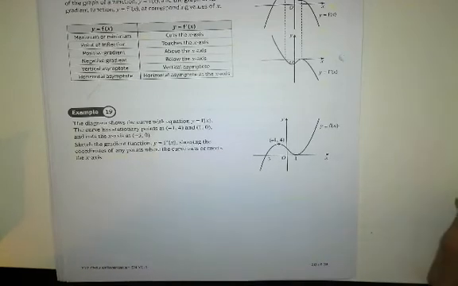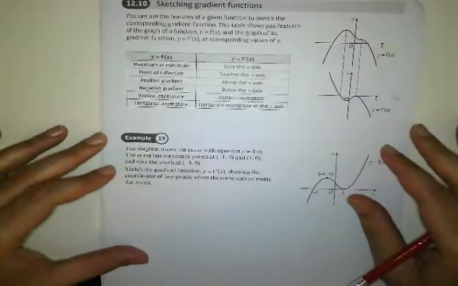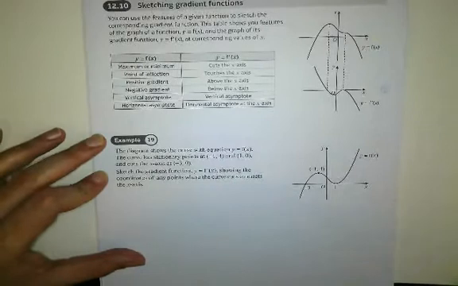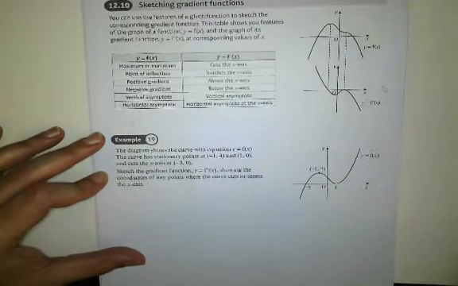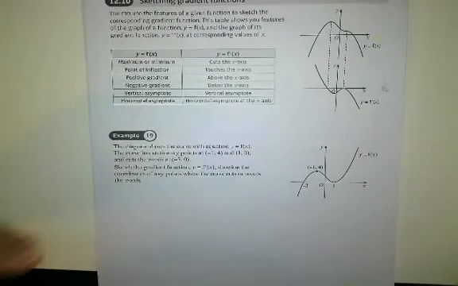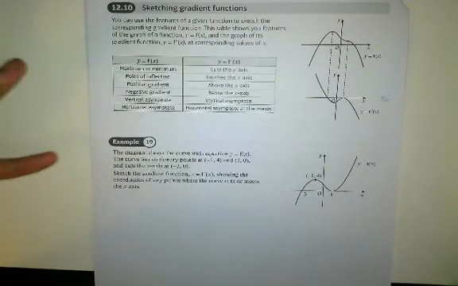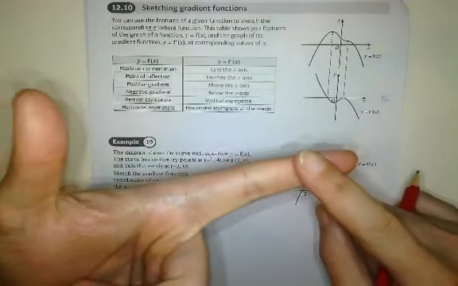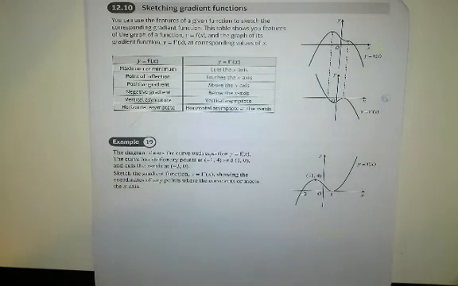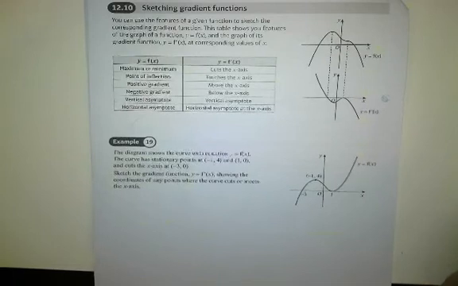Sketching a gradient function means that we look at what the gradient is at certain points on the graph and then try and sketch that on another graph. Don't panic about this, because I know somebody's panic about sketching graphs. All it means is: is it negative, is it positive, and is it high or low? Is it a big positive steep gradient, or is it a quite shallow low positive gradient?